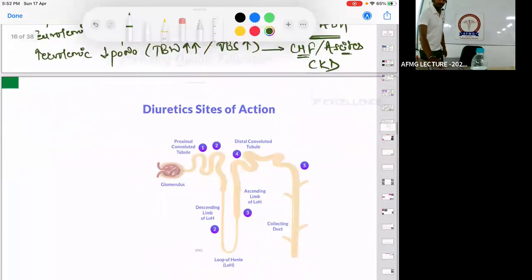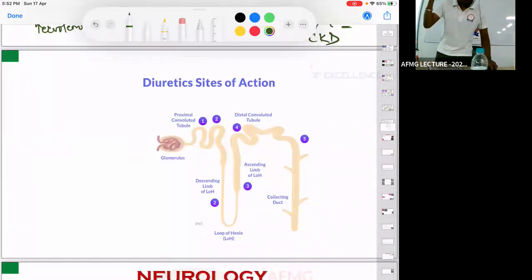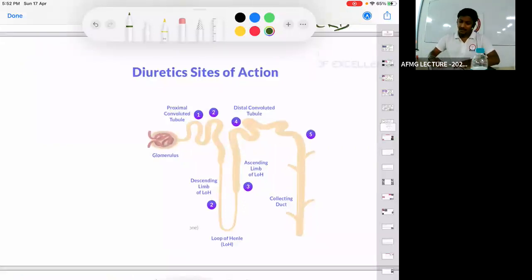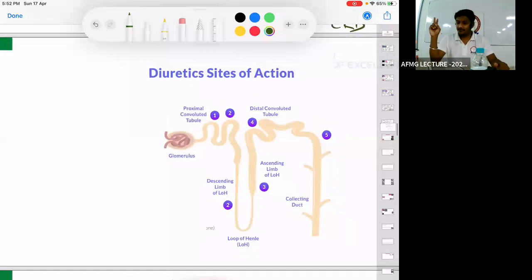Okay, moving further. Last part from nephro, after that take a break. What time is the break? 6:35. Okay, let's see. So if I talk about diuretics, diuretics means the drugs causing loss of water. Did I say natriuretics? No. Natriuretics means loss of sodium. Diuretics mainly cause loss of water. Definitely there can be subsequent loss of sodium, but the main action of diuretics is loss of water, right?